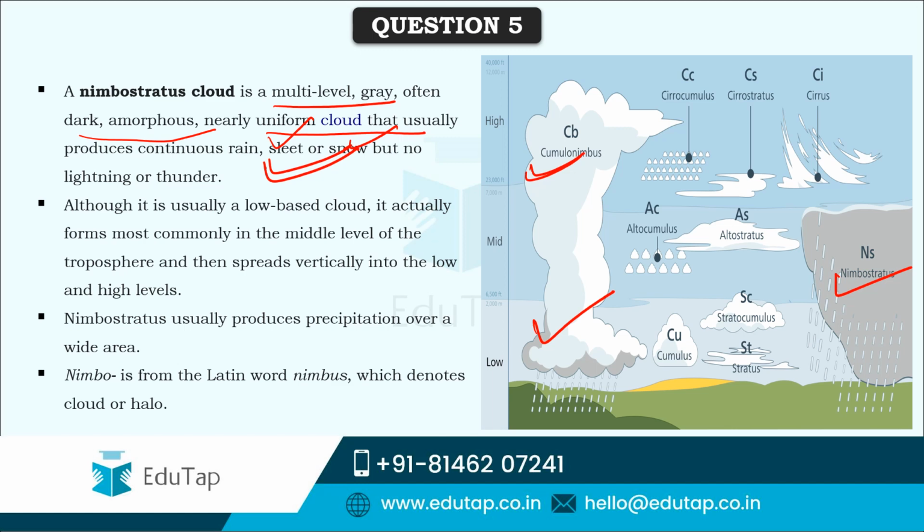And here, as you can see, though it is usually a low base cloud, it actually forms most commonly in the middle level of the troposphere and then spreads vertically into the low and high levels. It forms in the troposphere and then slowly extends itself into the topmost or the lowermost layers. It usually produces precipitation over a vast or wide area. And nimbo is a Latin word which denotes cloud or halo or even water. So hence nimbostratus and cumulonimbus are the ones that have water.